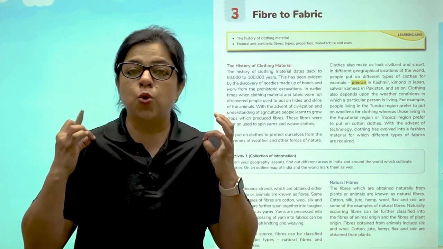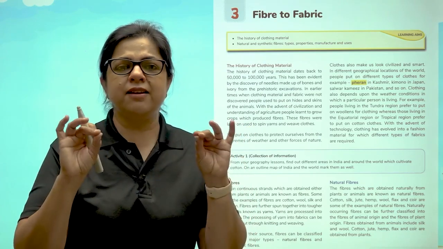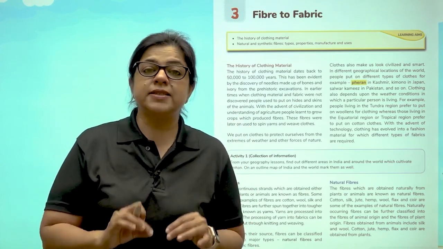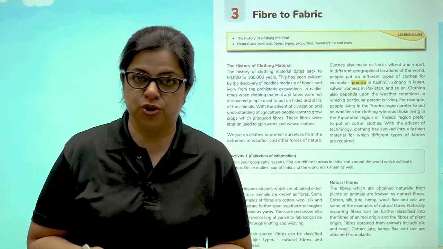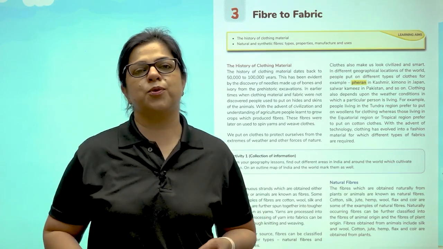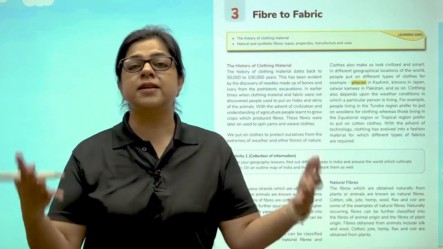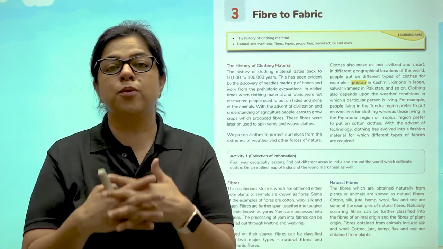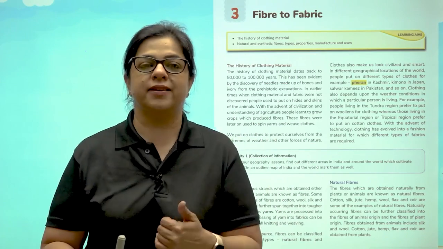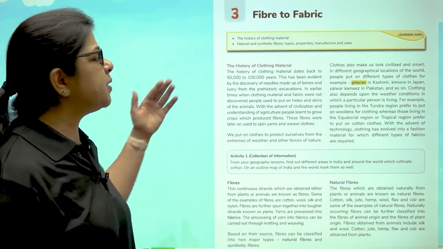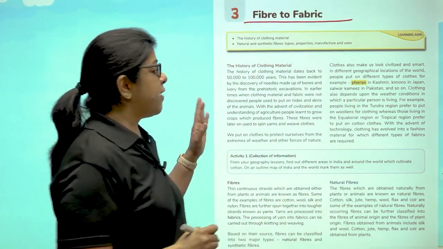Now, where do these clothes that we wear come from? They come from little tiny fibers. You must have seen sometimes when a collar or a pocket is tearing off from your shirt, you see threads coming out. So what are these? These threads are made up of very tiny fibers which are woven together to form the fabric. And then this fabric makes your clothing. So let us understand in chapter number 3 the process of going from fiber to fabric.